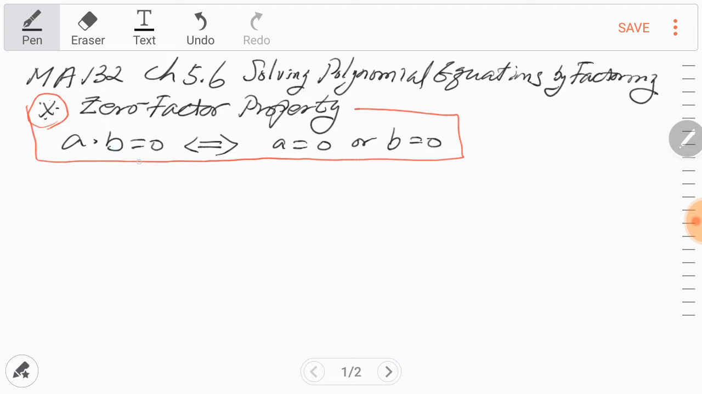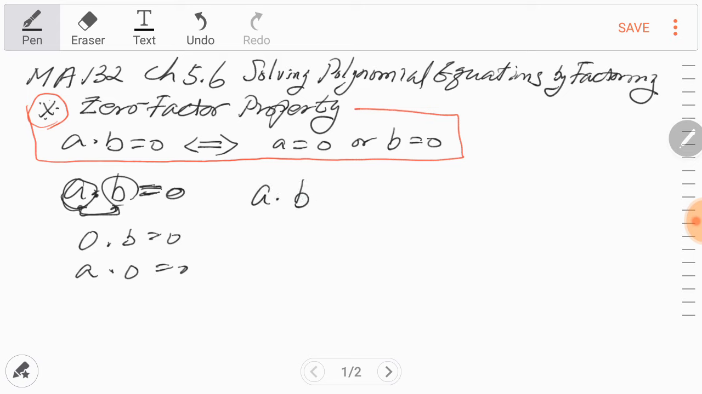So, if some product is equal to 0, then in order for the product to be 0, if one of these factors is 0, the result is 0. So 0 times some number is 0, and a times 0 is also 0. So here is a product, a times b times c times d, and this is equal to 0. Then if any one of these four factors is 0, then the result is 0.